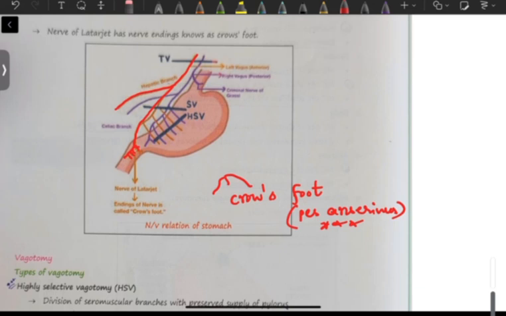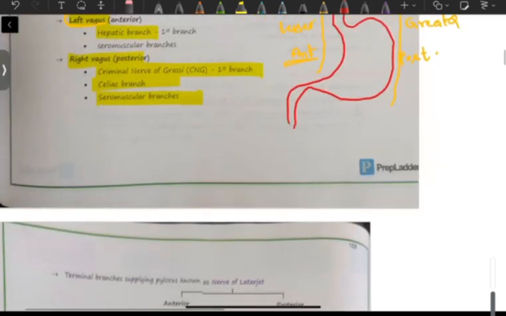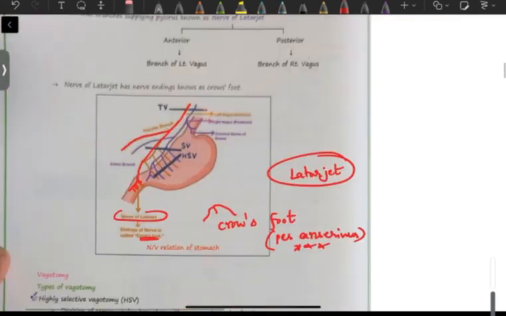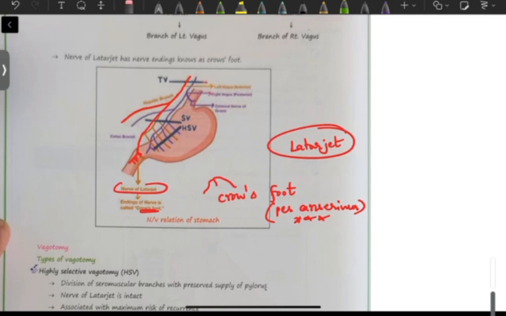Okay, so here I am speaking about left vagus, which is the anterior relation of the stomach, which gives the first branch, that is the hepatic branch, and then it provides many seromuscular branches, and it is ending in a crow's foot, that is pes anserinus, and that nerve is called the nerve of Latarjet. Okay, and then there is right vagus, which gives the criminal nerve of Grassi, that is the first branch, then the celiac branch.